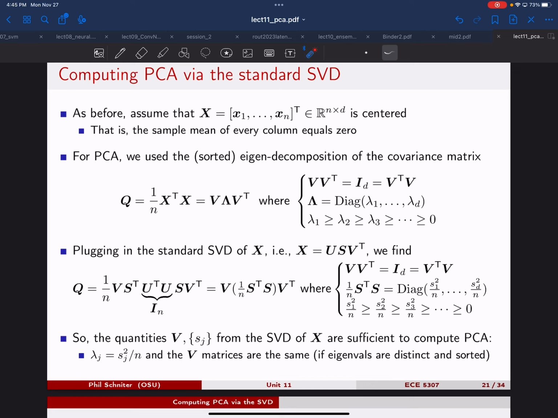And in fact, these were sorted just like these, from biggest to smallest. So just to summarize, lambda j is s j squared divided by n, and the V matrices are the same. So you can compute the V matrix from the SVD, and use that as the V matrix in the eigenvalue decomposition, which is what we need for PCA.